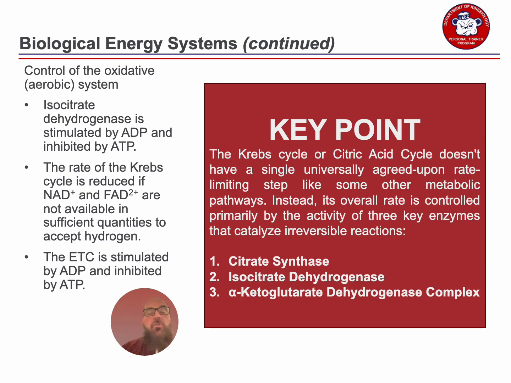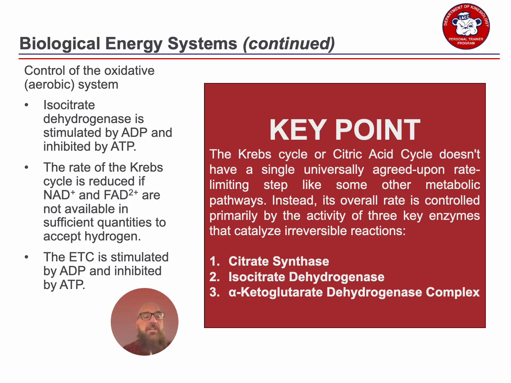So what's going to limit the oxidative system? There's going to be a bunch of enzymes. Obviously, ADP, adenosine diphosphate. If it can't reconstitute an ATP, it's going to accumulate. That's going to be a problem. The rate of the Krebs cycle is going to be reduced if NAD plus and FAD2 plus are not available in sufficient quantities to accept the hydrogen.